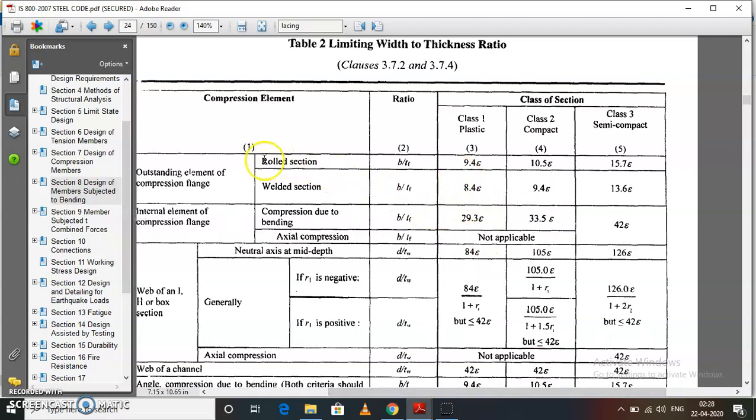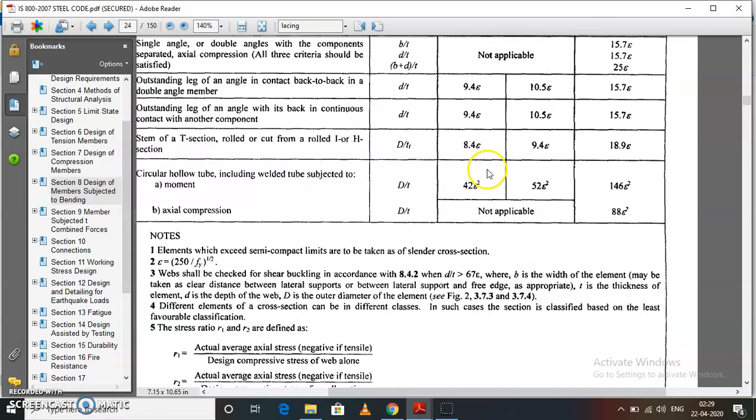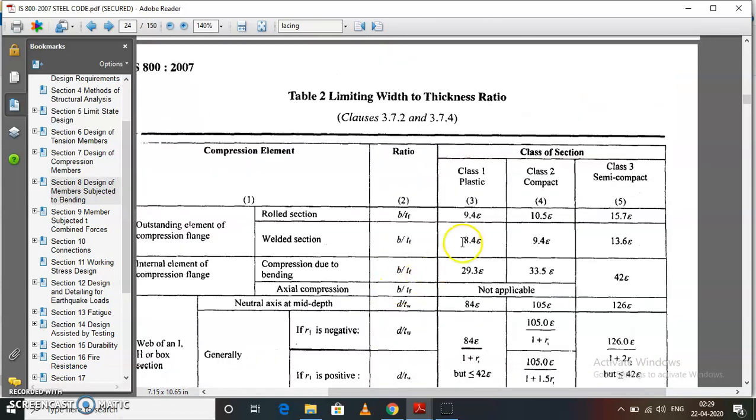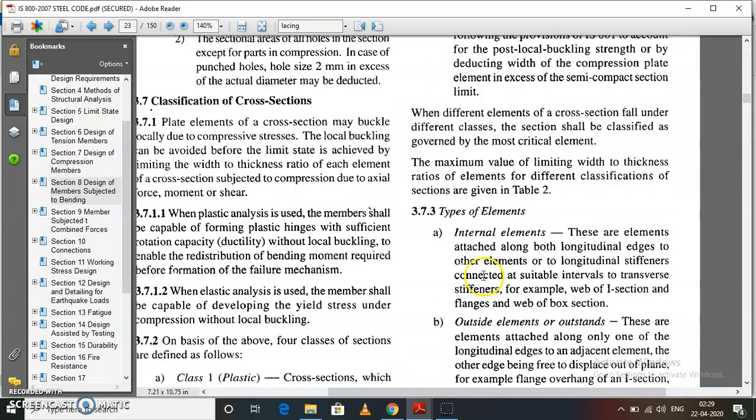So how to decide class 1? We usually use rolled steel sections for the design, so we have to check the b by tf value. If the b by tf value is less than or equal to 9.4 epsilon, or d by tw value is less than or equal to 84 epsilon, then the section comes under class 1. What is the value of epsilon? You can see here, epsilon equals (250 divided by fy) to the power of 1 by 2. Those come under class 1.